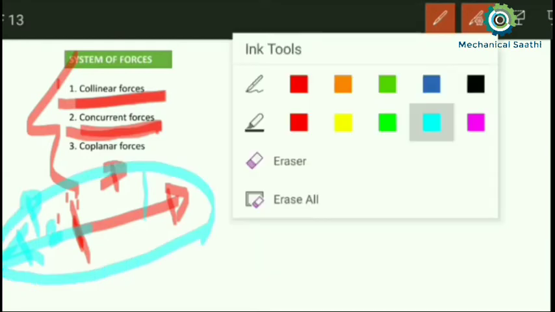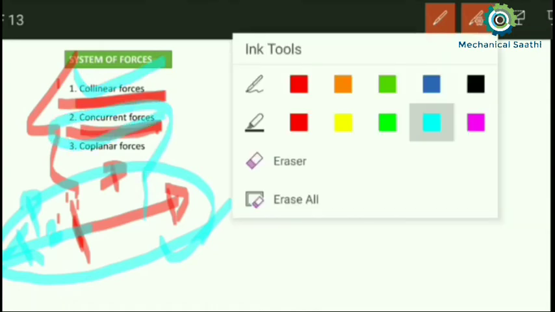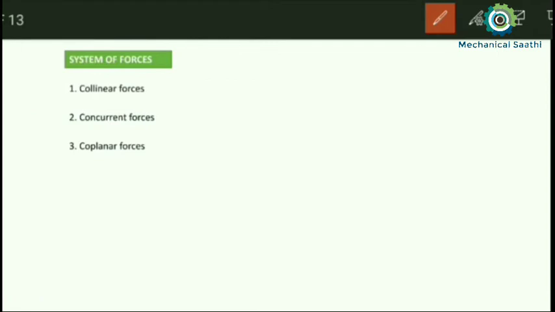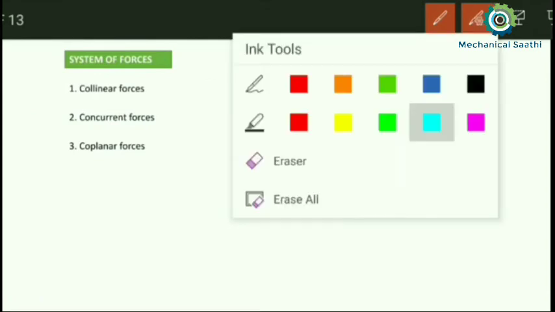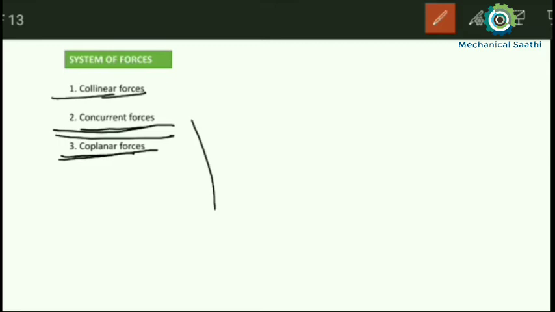Like this, I can also say coplanar and collinear and non-concurrent. The previous example was collinear and concurrent. Likewise we can get a number of systems from this, like collinear and non-concurrent, then coplanar concurrent, coplanar non-concurrent, like this. Coplanar concurrent means they are in a single plane.